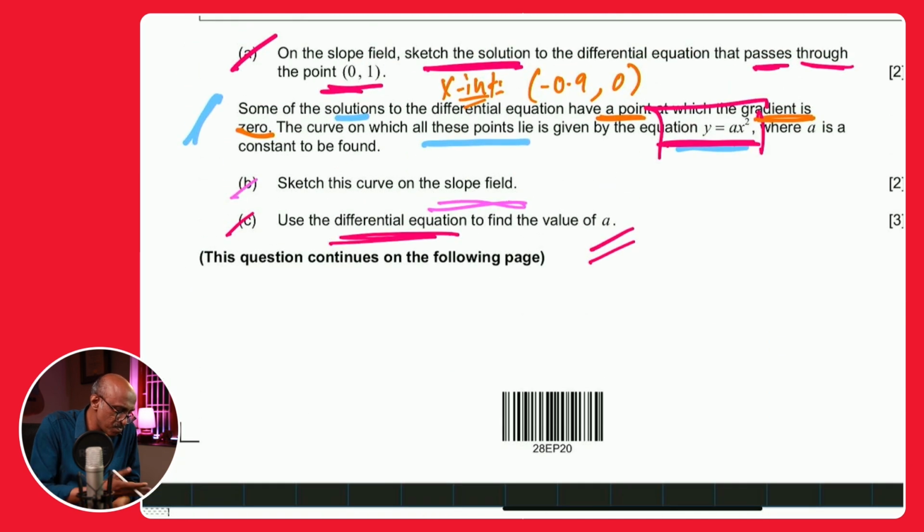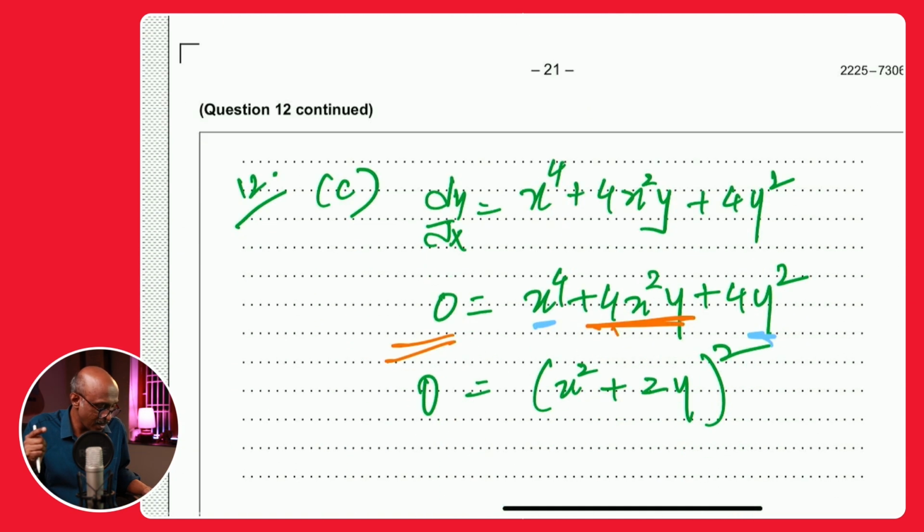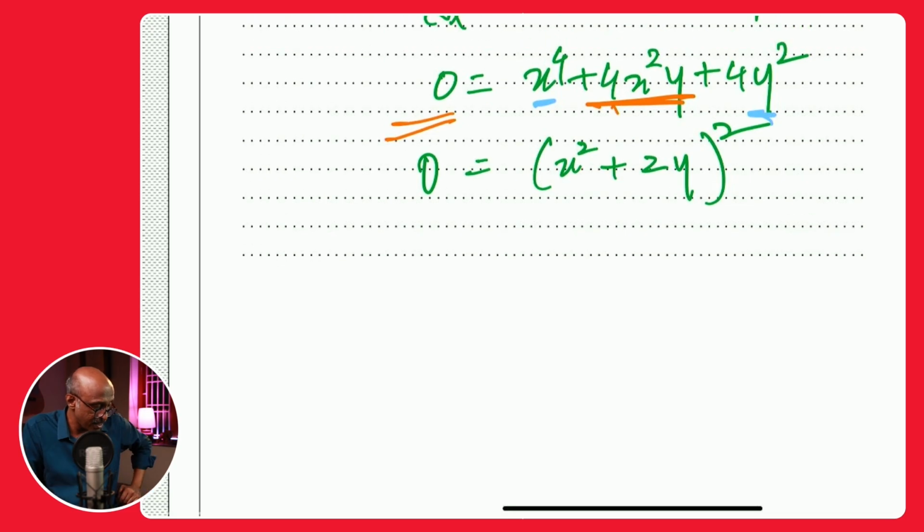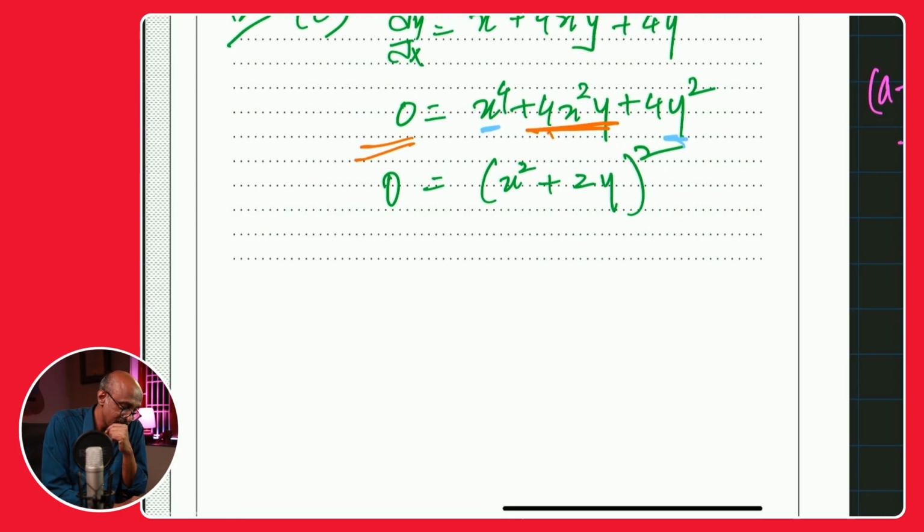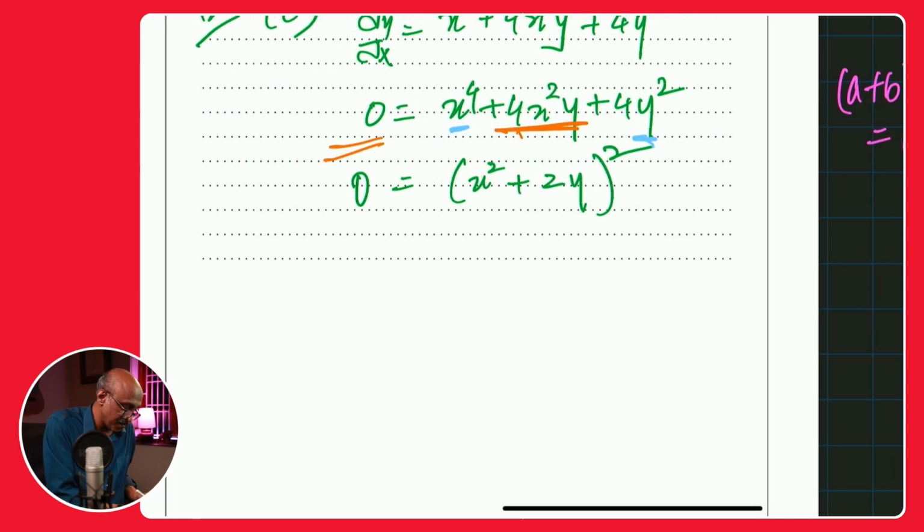Another way, as I said, is you could have substituted y equals ax squared, and then you'd have had an entire equation in x. I'm not sure how complicated or easy it would be. If it's easy, do mention that in the comments. Do mention in the comments if there's another technique to do it other than substituting y equals ax squared or this particular technique. But I just saw that this is a perfect square.